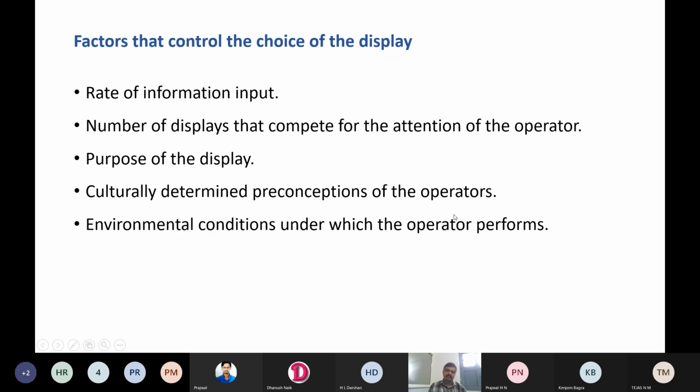Environmental conditions under which the operator performs. Desirability of a permanent record. So these are the things that need to be considered when choosing a particular type of display.